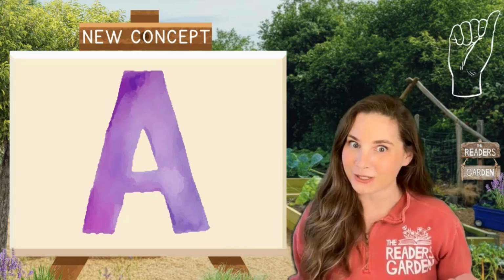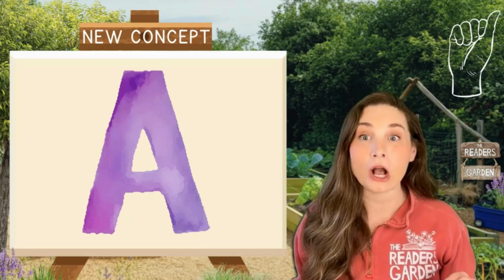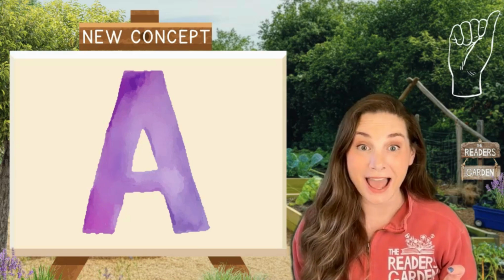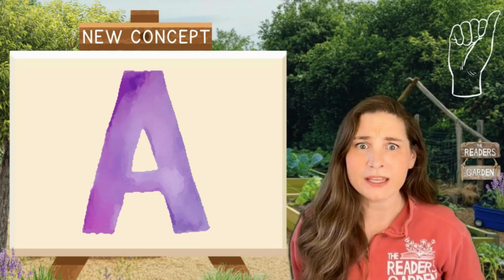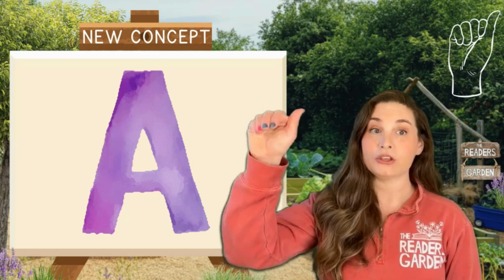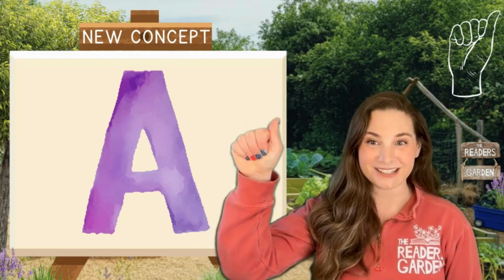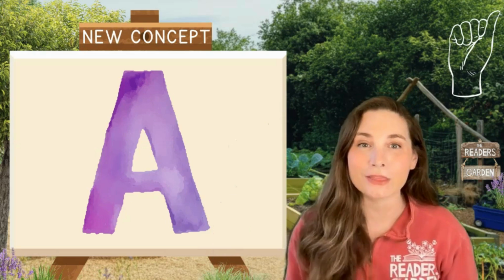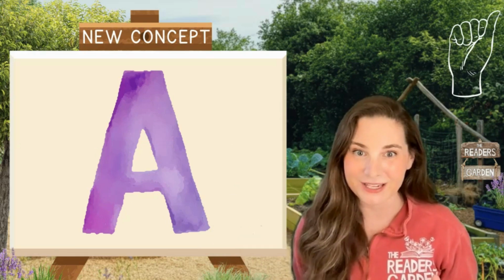However, we're not going to be talking about its long sound today. Today, we're talking all about the letter A's short sound, which is ah, ah, ah, ah. Also, if you'd like to learn how to sign the letter A, you do this. You put your fingers down and your thumb up, and that's the way to sign the letter A. So let's get going with our lesson and learn all about how the letter A spells the short sound ah.